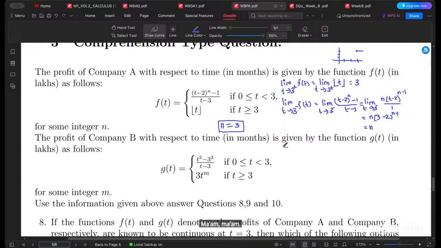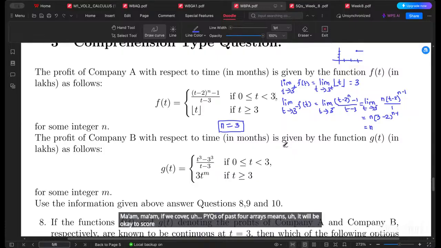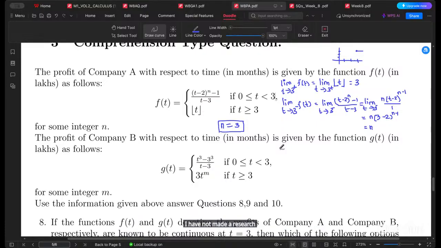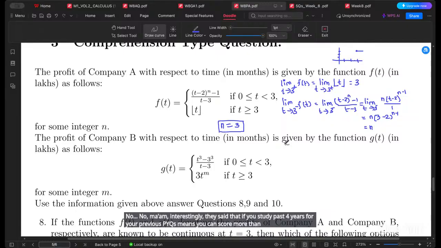Ma'am, if we cover PYQs of the past 4 years, will it be okay to score good marks? I have not done research like that. You do a trial like that and let us know the result after the quiz. In 12th standard, they say that if you study the past 4 or 5 years of PYQs, you can score more than 75%. That's what I am asking. Is it applicable here also?